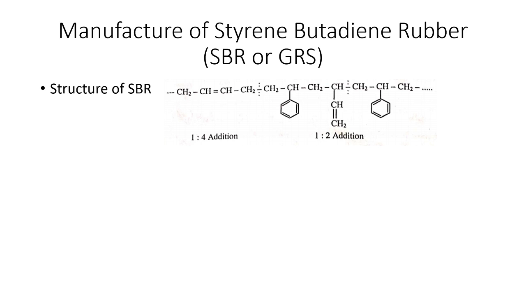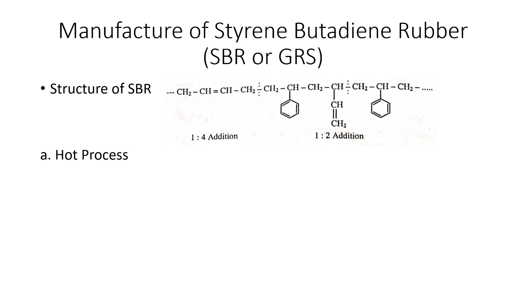Two processes have been developed. Okay, means one is hot process, other is cold process. Hot process is at 52 degrees Celsius, and cold process at 5 degrees Celsius. The structure of this SBR is indicated here. Either it can undergo 1,4 addition or 1,2 addition, both.